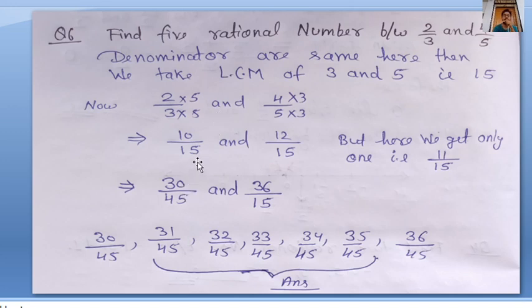See, you should multiply it by 3, and the other also by 3. You will get 36 upon 45 and 30 upon 45. Now you write 30 upon 45, 31 upon 45, 32 upon 45, 33 upon 45, 34 upon 45, 35 upon 45, and 36 upon 45. In between 30 and 36, how many numbers? 1, 2, 3, 4, 5. We have to insert how many? 5. We have got exactly that between them. Okay, it's the right answer now.